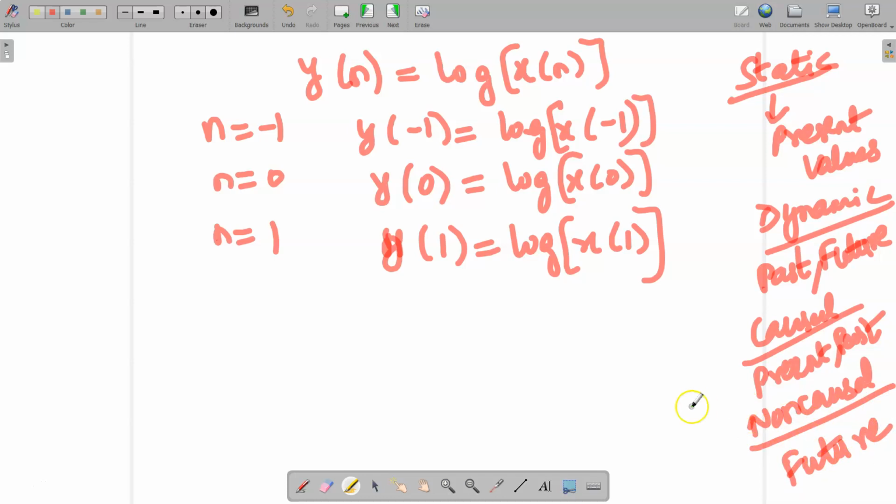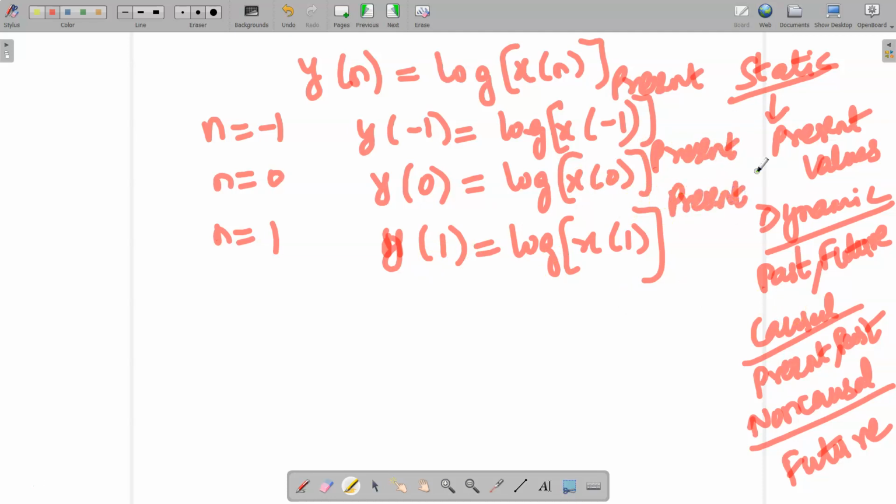For that, we substitute three different values: one as a past value, one as a present value, and one as a future value. When I substitute minus 1 in the output, check the input function, only the x of functional values. Here also minus 1, here also minus 1, both are the same, hence it is called present value. Substituting n equal to 0, I get y of 0, and here also the same value, x of 0, so it also depends upon present value. Similarly for the future value, y of 1 and x of 1 are both the same, so it is the present input.